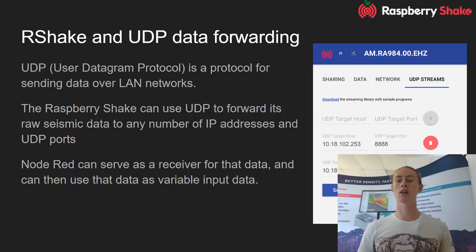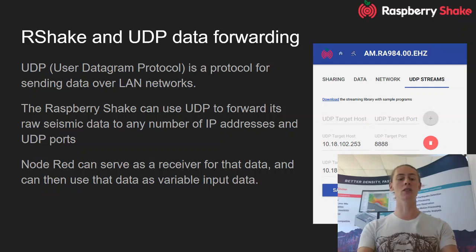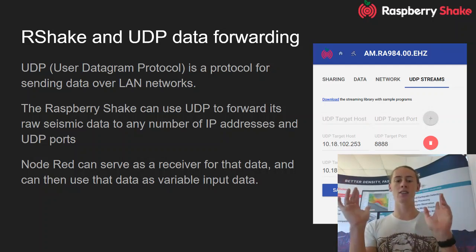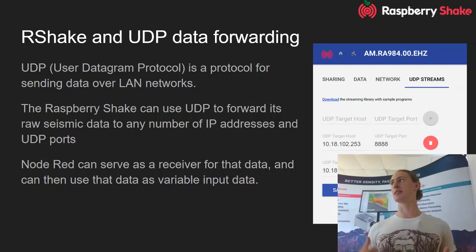There's another protocol called TCP, which most of the internet runs on, like websites and email, where there is that two-way communication. But UDP is especially useful for our purposes because we just have a whole bunch of data and want to shoot it to another place. What we do here is we take our Raspberry Shake and start aiming and throwing the data to whichever device is running Node-RED. Node-RED can be a receiver for that data, and then take that data and start doing input, and so on.